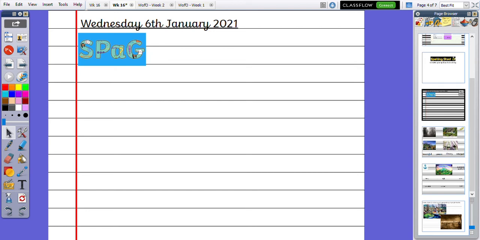Good morning, Year 5. Today our SPaG lesson is going to be about synonyms. So we know a synonym is words or phrases that have the exact same meaning or nearly the same meaning as other words. Sometimes we use these in our writing to make it higher level or to change the picture our reader gets in their head slightly.